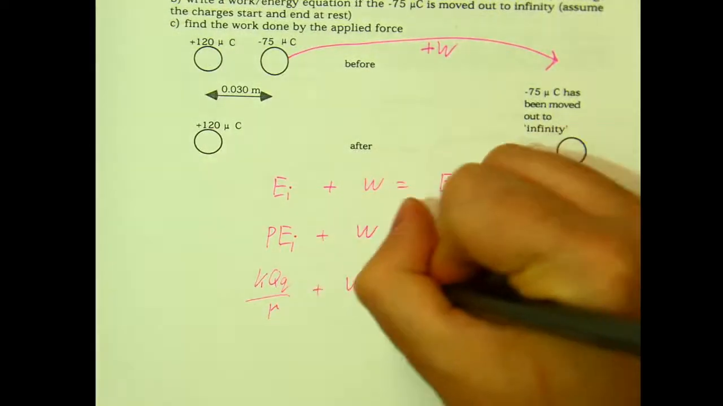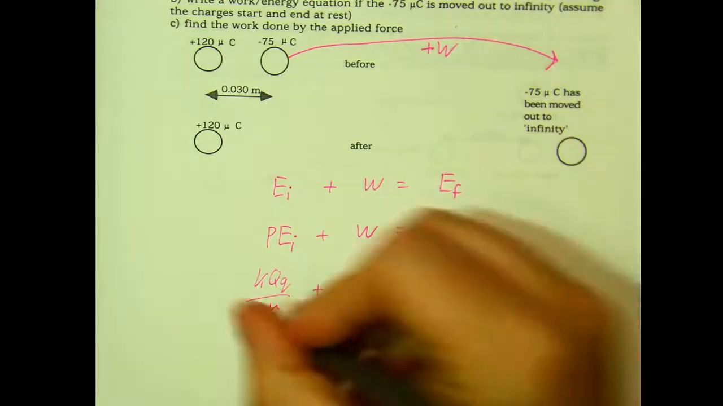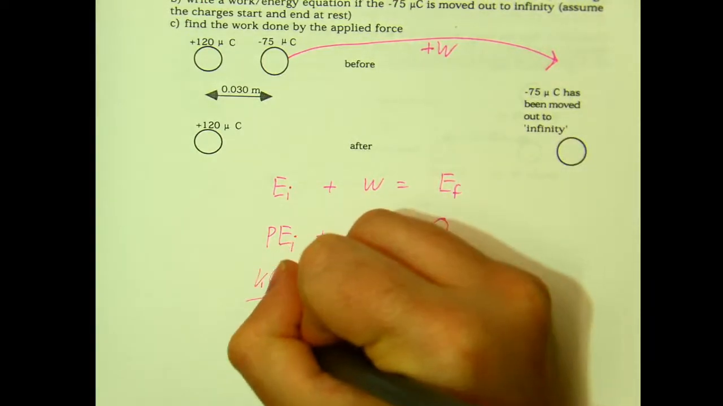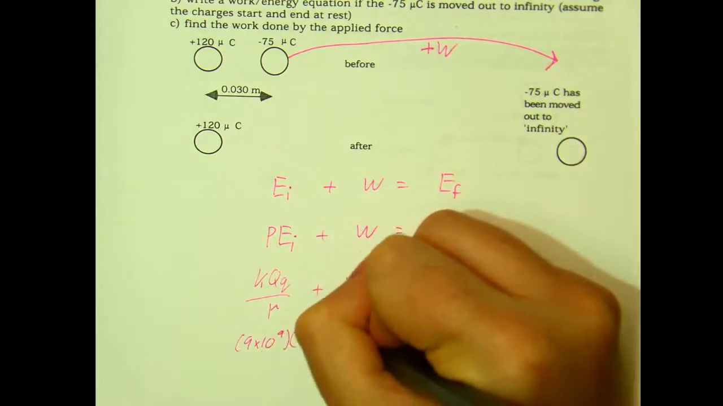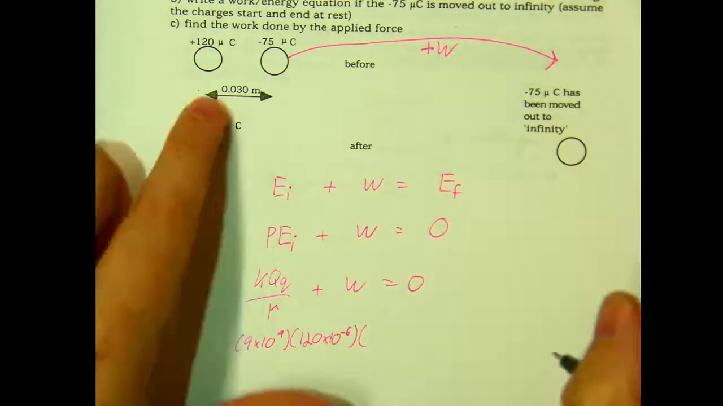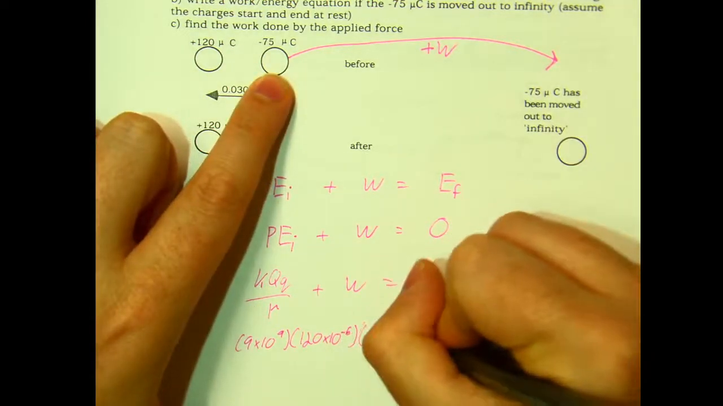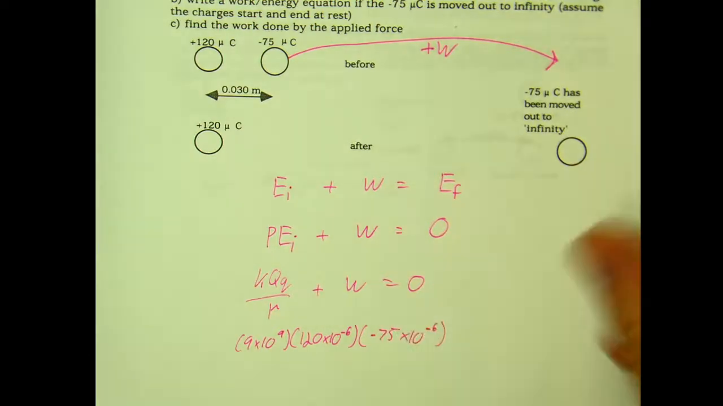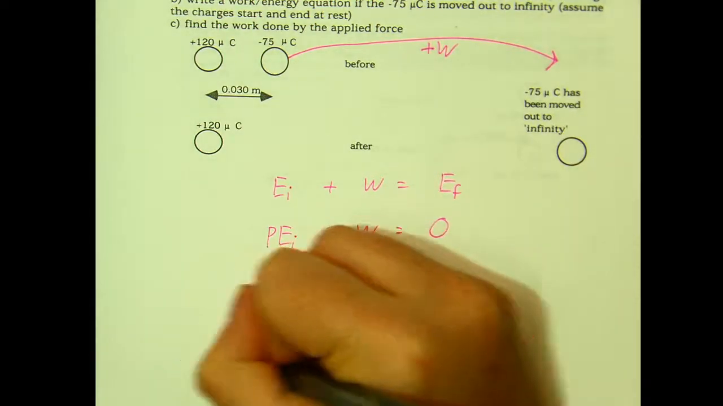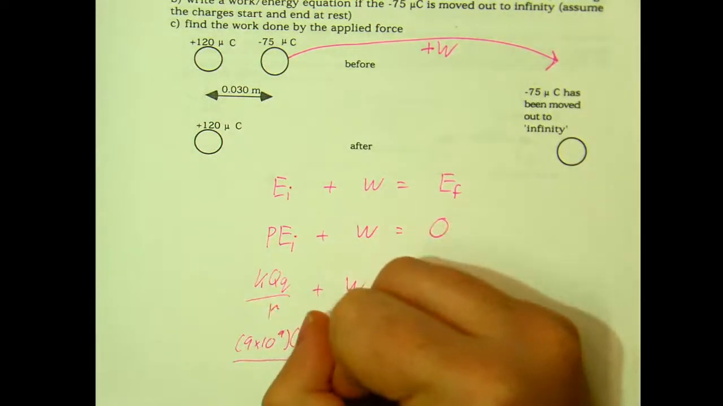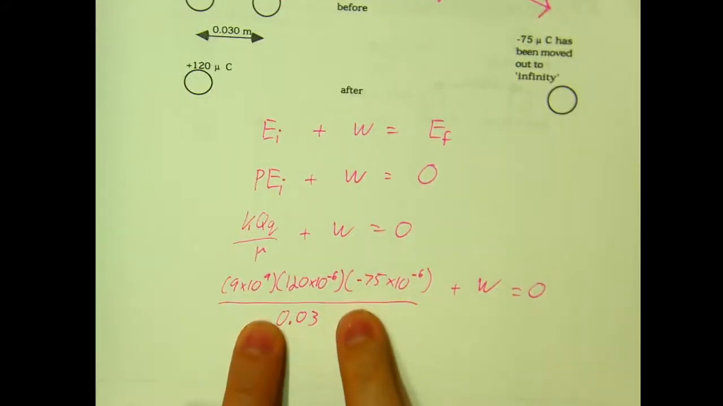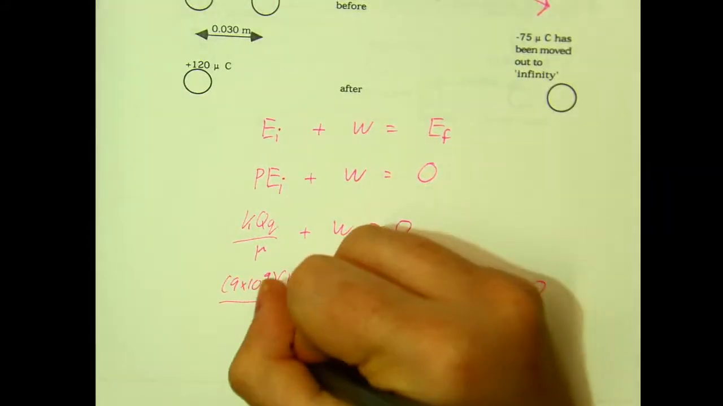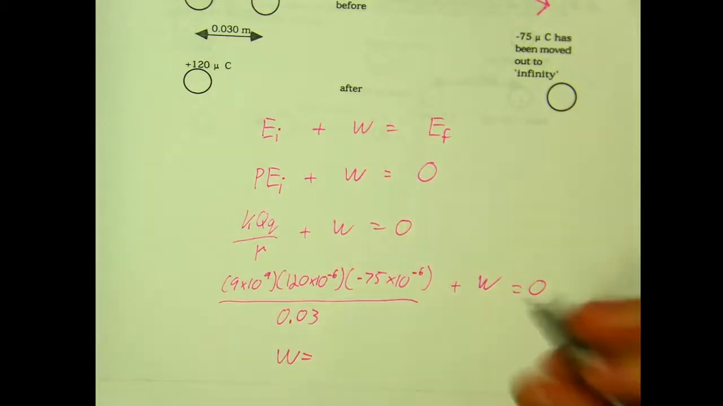Plus work equals 0. So we're going to have 9 times 10 to the 9, times 120 times 10 to the negative 6 positive, and negative 75 times 10 to the negative 6, divided by, they're initially 0.03 meters apart, so 3 centimeters, plus work, is equal to 0. We can see here this is negative. So when I add it over, it's going to become positive, and so we're going to get work equals, if you actually do this math, actually I'll leave it this way.